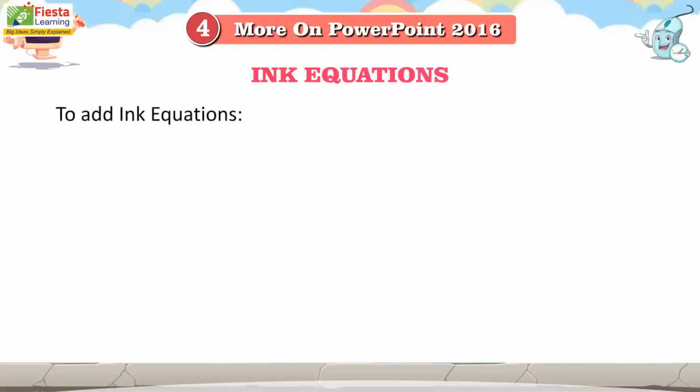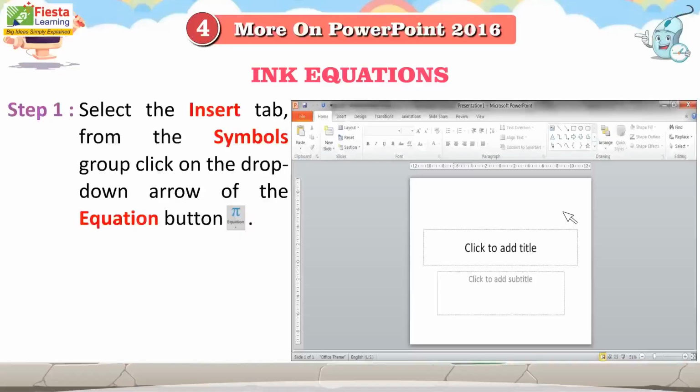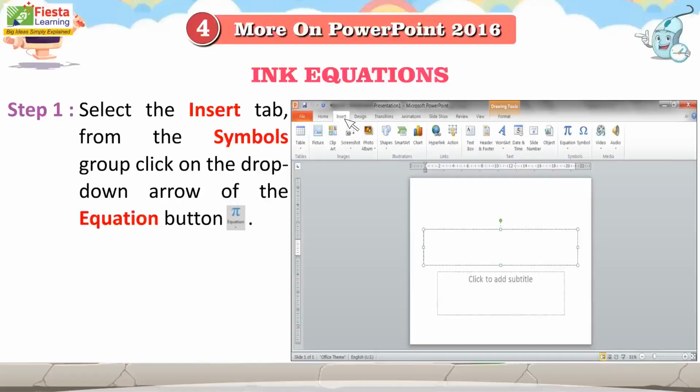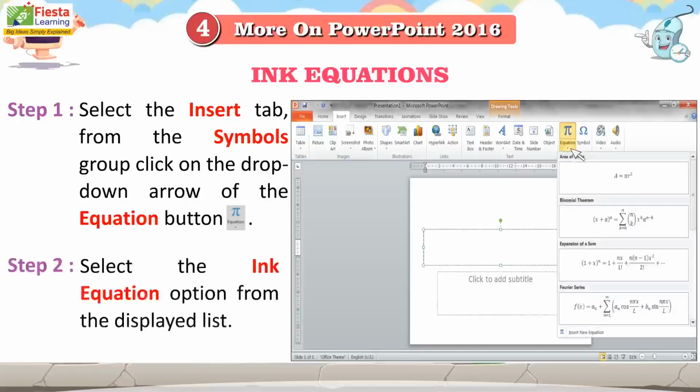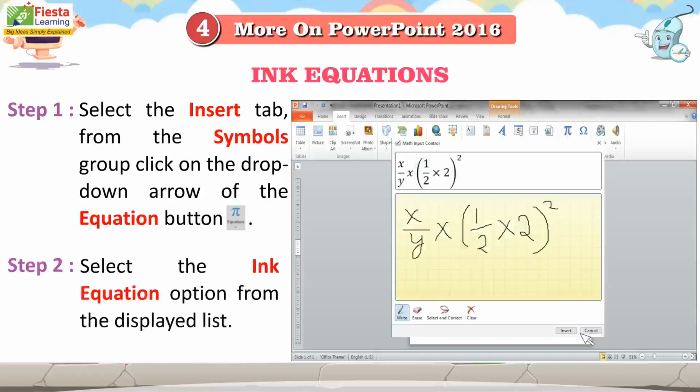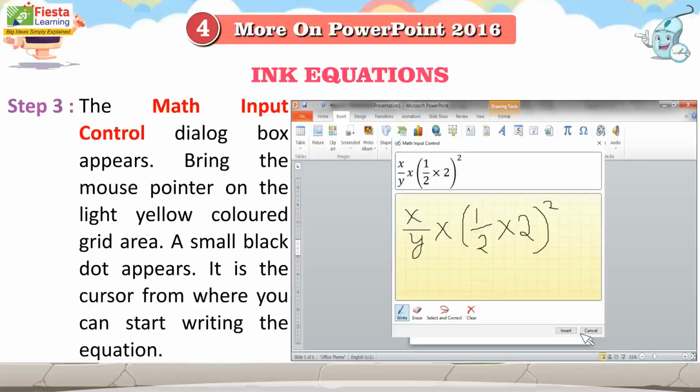to add ink equations. Step 1. Select the Insert tab. From the Symbols group, click on the drop-down arrow of the Equation button. Step 2. Select the Ink Equation option from the displayed list. Step 3. The Math Input Control dialog box appears. Bring the mouse pointer on the light yellow colored grid area.